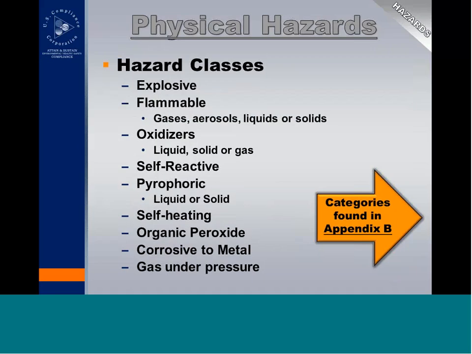Some examples of physical hazard classes are explosives, flammables, oxidizers, self-reactives, hydrofluorics, self-heating materials, organic peroxides, materials that are corrosive to metals, and gases that are under pressure.